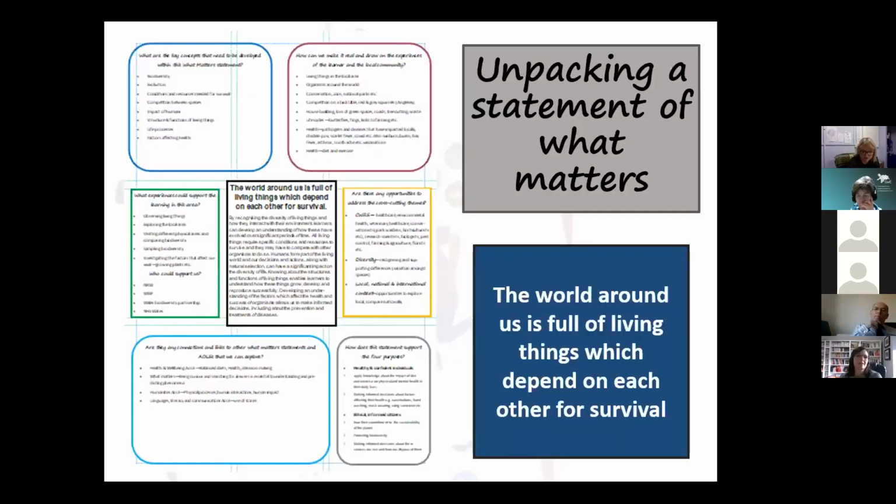So if you remember back to the last session, here's that planning template that I shared, and I showed you how we could unpack the statements of what matters. And I know quite a few of you have moved on to using this. So I'm going to stick with this what matters statement: the world around us is full of living things which depend on each other for survival. I'm hopefully going to show you how we can move that forward.